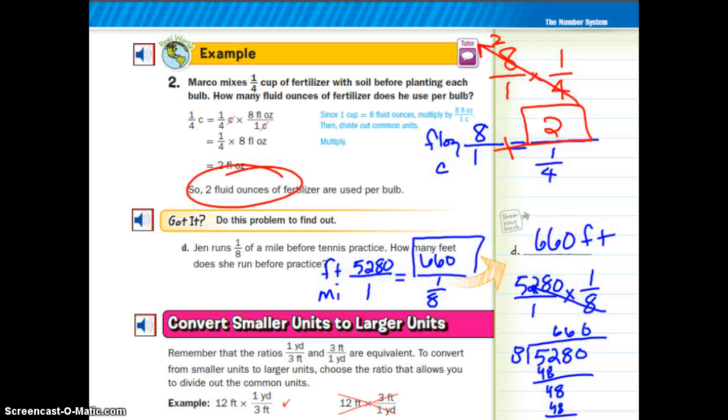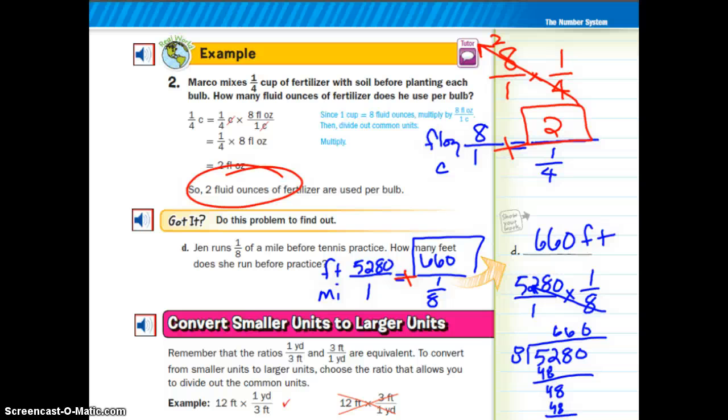Did you get 660 feet? Again, I set it up as a proportion. 5,280 feet is 1 mile. I'm looking for the feet for 1/8 of a mile. I'm going to cross multiply. When going from larger to smaller units, you will always multiply. Why? Because you have more of them.